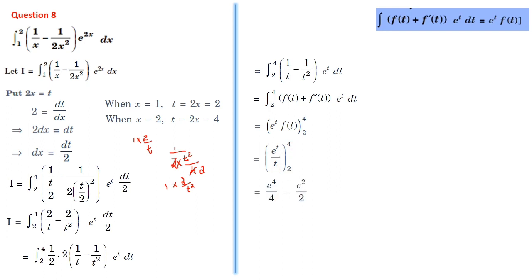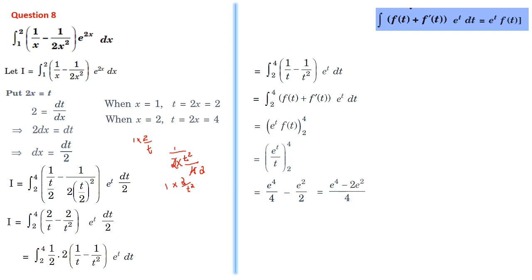Then when we substitute the limits, e raised to t is replaced with 4, that is e raised to 4 divided by 4, t value is 4, minus the lower limit, that is e raised to 2 divided by 2. What we have done is replaced this t with the upper and lower limits, 2 and 4, that is 4 LCM.